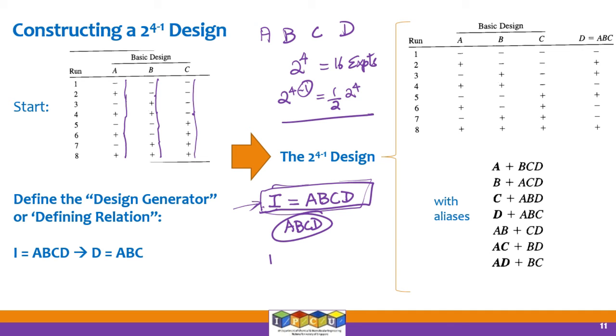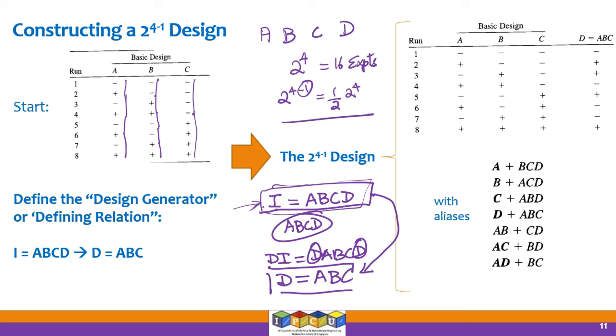So if I is equal to ABCD, if I multiply both sides with D, I'll get DI is equal to D times ABCD, and you have D times D, which is D squared, equal to 1, and therefore we also know that DI is nothing but D. D is nothing but ABC. So from this defining relationship, we can generate the column of D. You just multiply both sides by D, and then you realize that D times I is nothing but D, and D times D is D squared, which is equal to 1. Therefore, you get D is equal to ABC. That is what is written here.